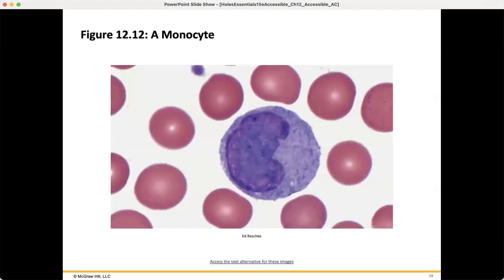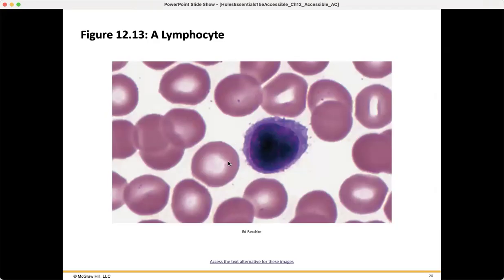This is our monocyte, a very large cell compared to these red blood cells, and it has that kidney bean shaped nucleus. This is a lymphocyte, almost as small as the red blood cells, and it has a huge nucleus that takes up most of its cytoplasm.